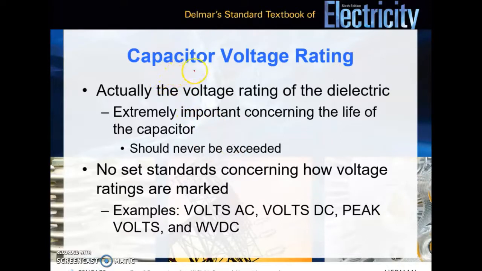Capacitors have voltage ratings, and the voltage rating of a capacitor is actually the voltage rating of the dielectric. If the applied voltage is greater than the particular dielectric can handle, the dielectric can break down. Just as a side note, there are no set standards concerning how voltage ratings are marked. They can be in AC volts, DC volts, peak volts, or working volts.